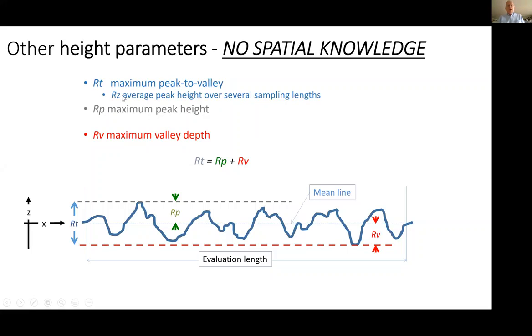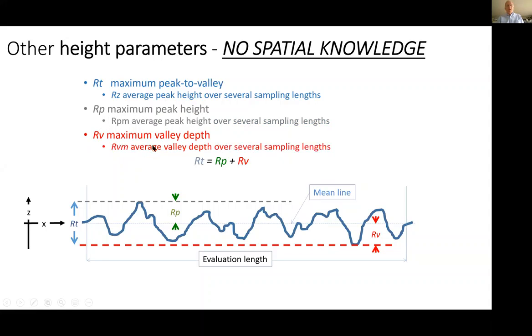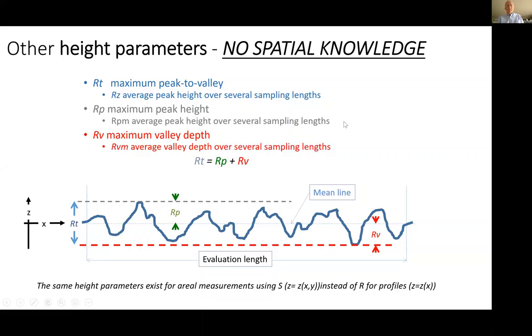So there are some variations on this. You'll see RZ sometimes, and this means that we break this profile up into several sampling lengths and then do the maximum peak to valley and take the average of those. Same thing for the peak height, although we call it RPM and then RVM. And for areal measurements, as I said, we'd have an S.